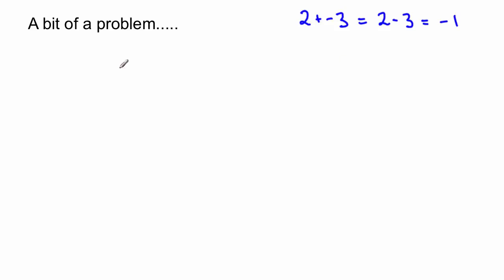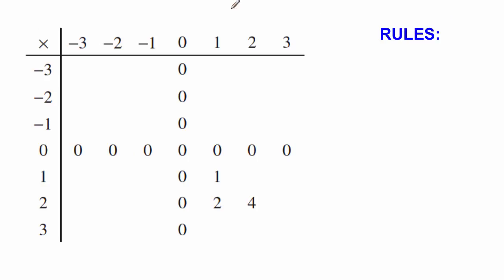But a dilemma arises when we start to multiply or divide. For example, if we've got -3 times 2, what does that actually give us? And also, if we've got something like -2 times -3, what does that give us? One of the ways that we can work this out is by looking at patterns.